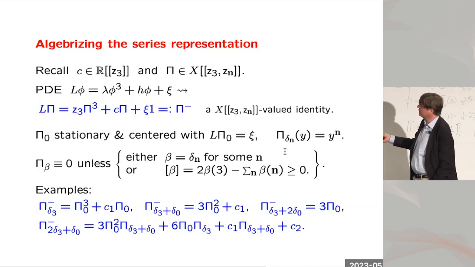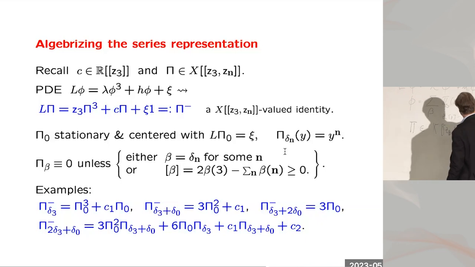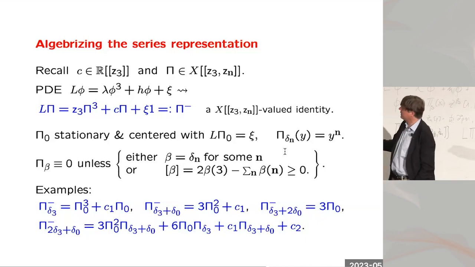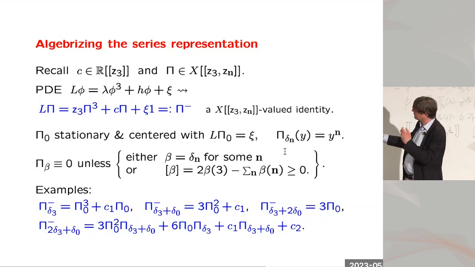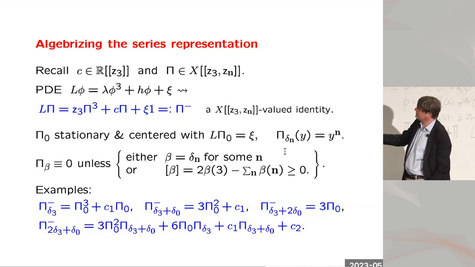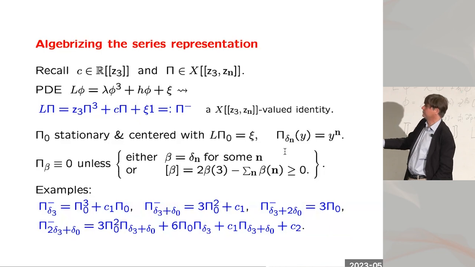If you look at multi-indices beta which are in a certain sense unit vectors, which just put a one into one of these coordinate functions and a zero elsewhere, then you feed in the standard polynomials, and you see that not all multi-indices are populated, but there is a certain population condition. And here is an example of the first four, let's say, multi-indices.